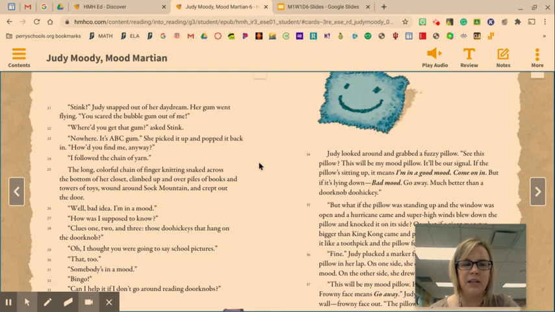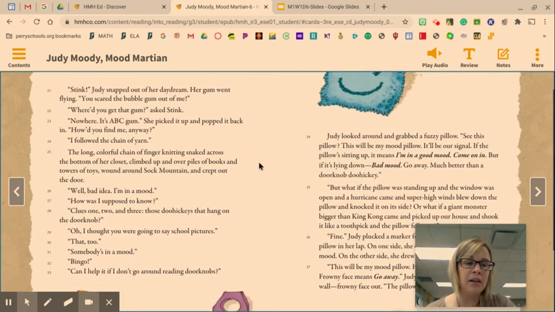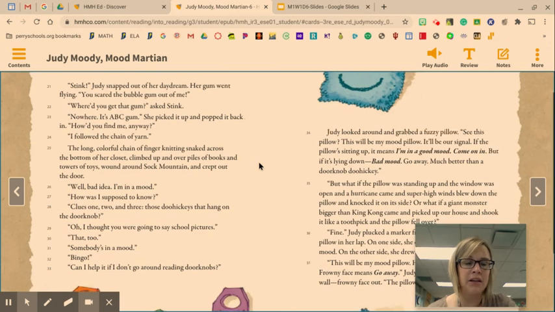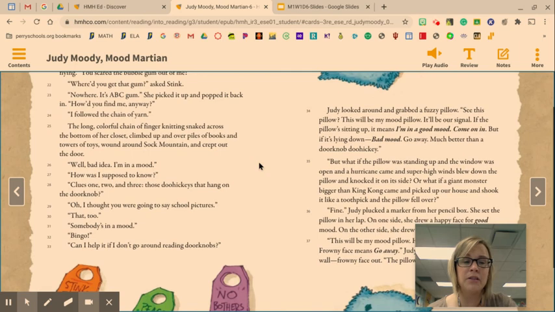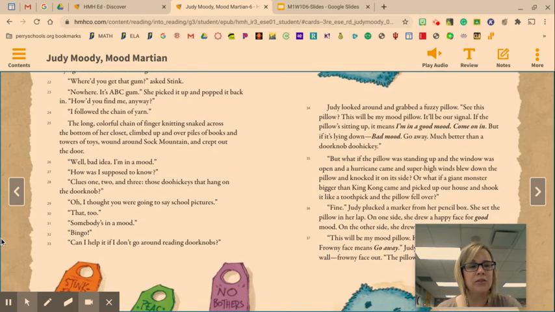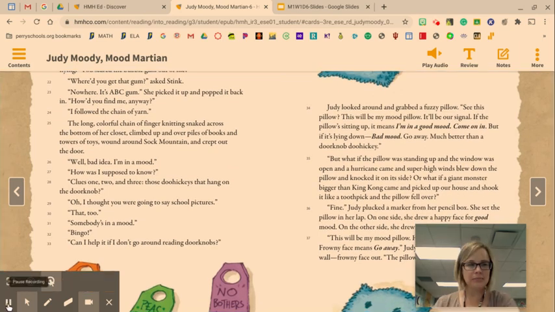"How'd you find me anyways?" The eye followed the chain of yarn. The long, colorful chain of finger knitting snaked across the bottom of her closet, climbed over piles of books and towers of toys, wound around Sock Mountain, and crept out the door.